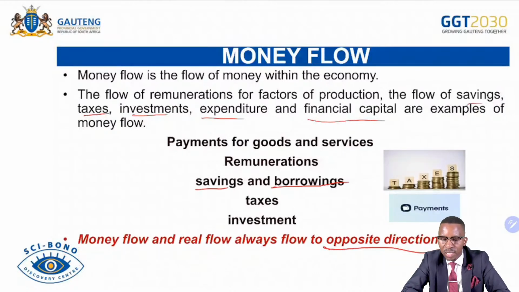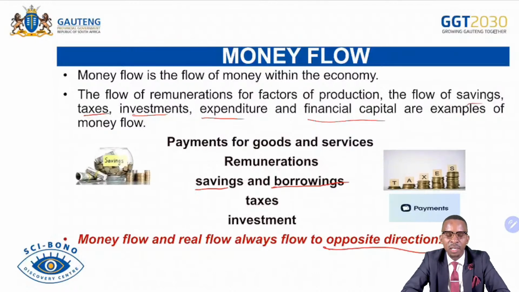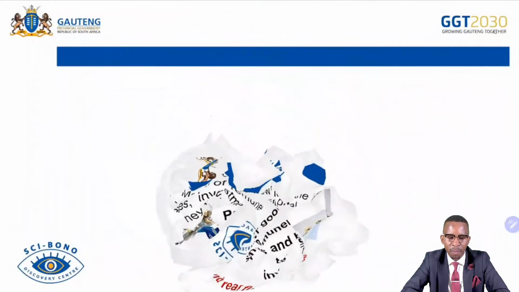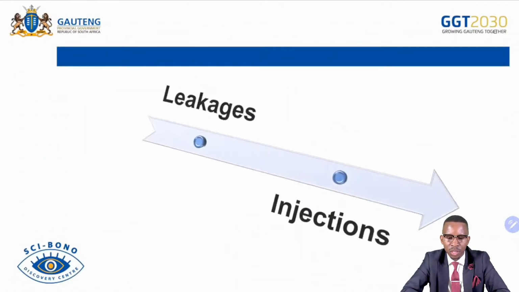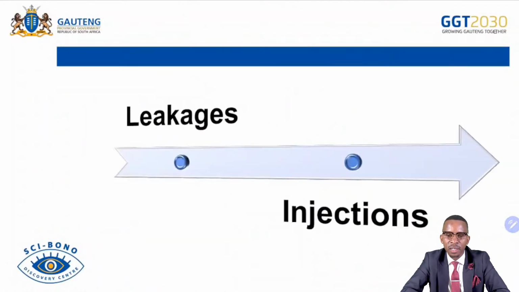So for examples, we see taxes and money flowing, and then we see savings in place in this picture. So this is also a money flow in the circular flow. The investments are also indicated in terms of money. That's a money flow also in the economy. And then we continue with leakages and injections.